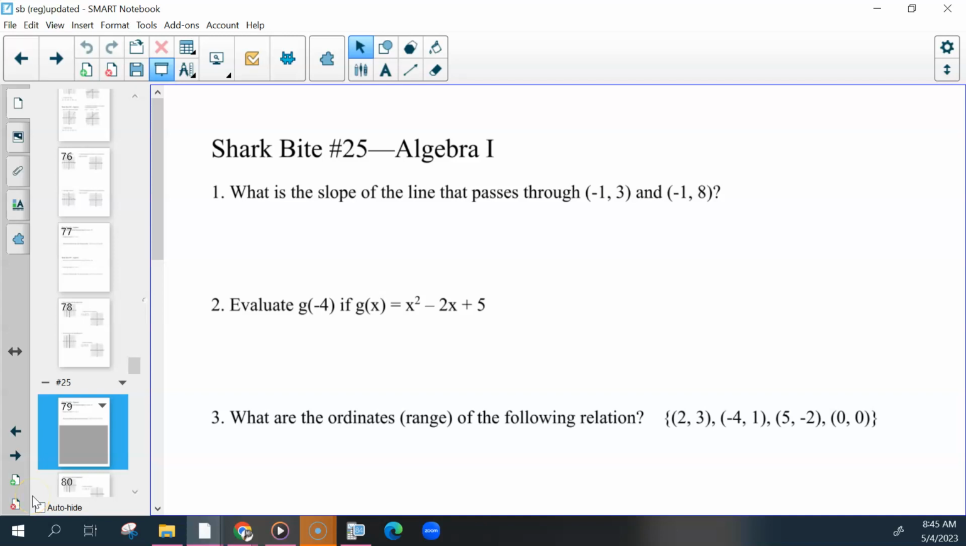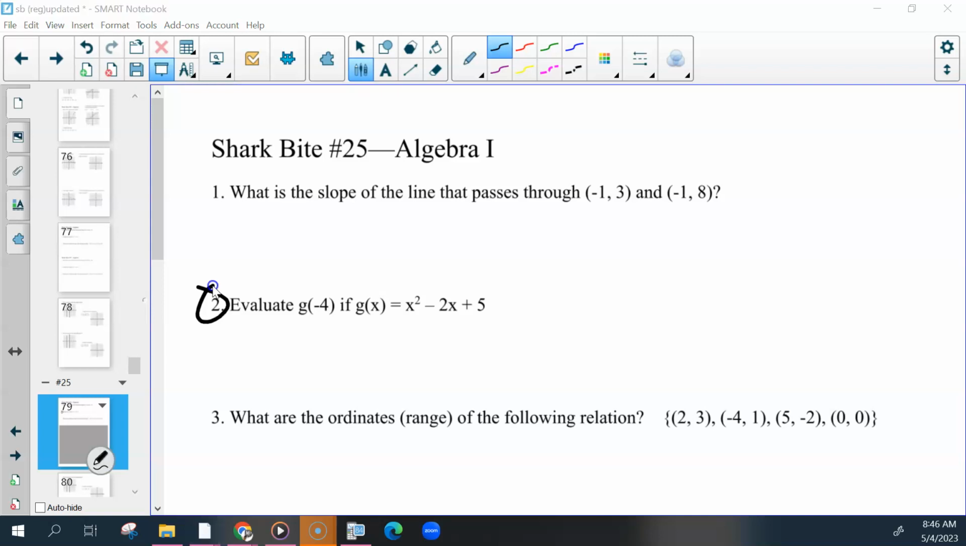On the shark bite, which numbers do we want to see? Do go over, have questions about. So we'll do 2.